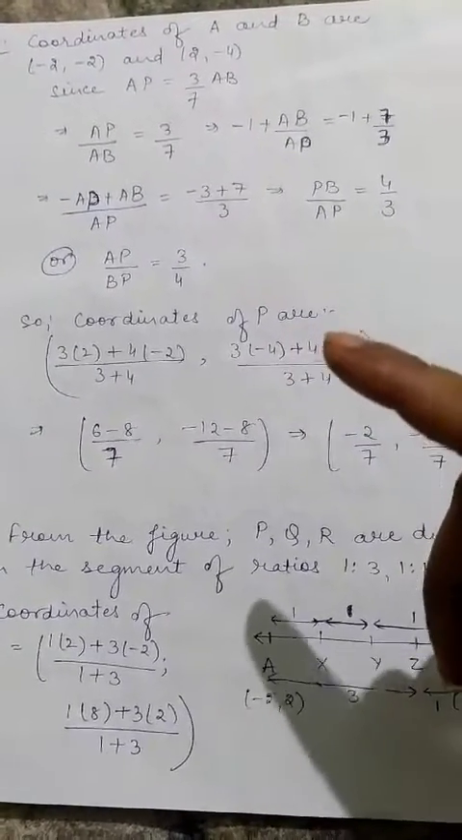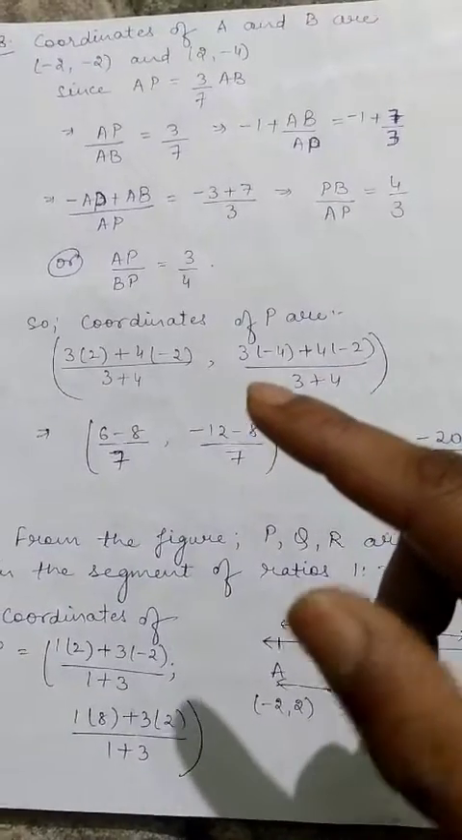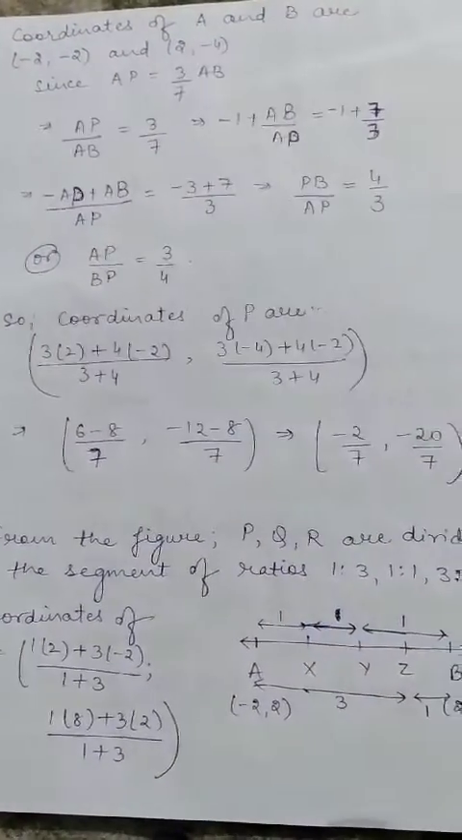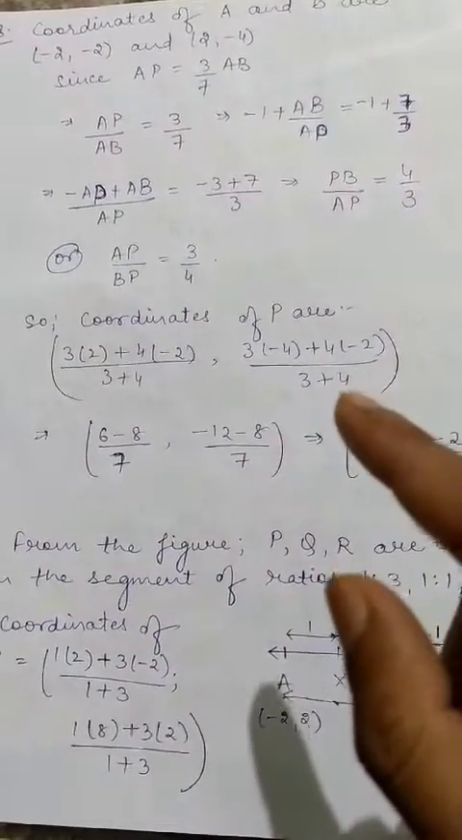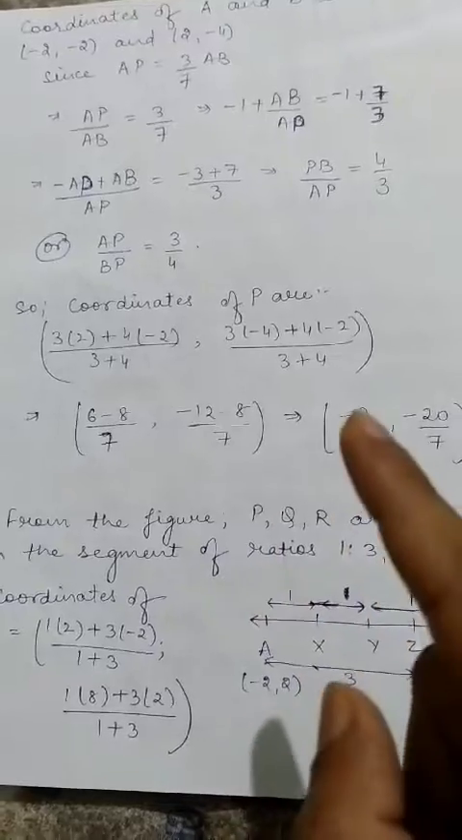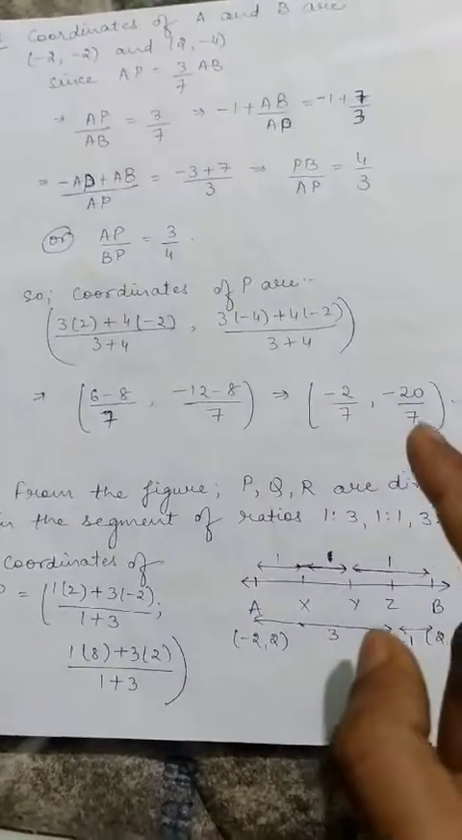So the coordinates of P are ((3×2 + 4×(-2))/(3+4), (3×(-4) + 4×(-2))/(3+4)). So this is equal to (-2/7, -20/7).